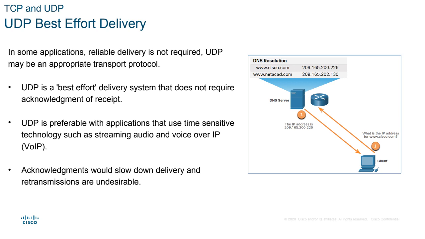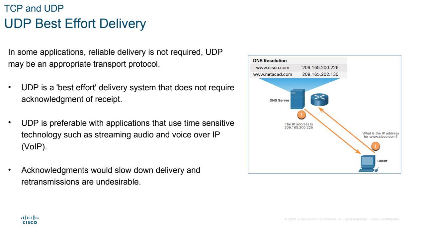And acknowledgement would slow down delivery, and retransmissions are undesirable. That's why UDP is faster. Okay. So here we can see a good example for DNS here.